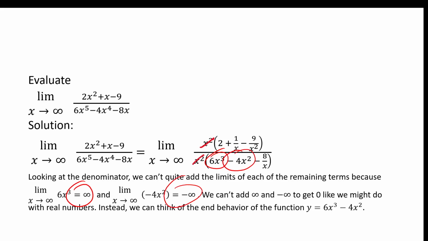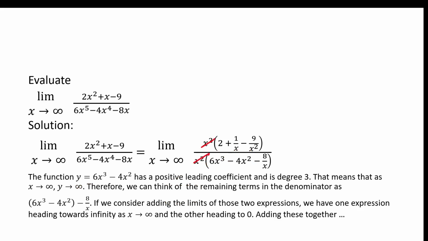We can't add infinity and negative infinity to get 0 like we might with real numbers, but instead let's just think of the end behavior of the function 6x cubed minus 4x squared. And that function has a positive leading coefficient. Oh, and by the way, this one will be a 0. So basically underneath we've got 6x cubed minus 4x squared, and up top we've got a 2.